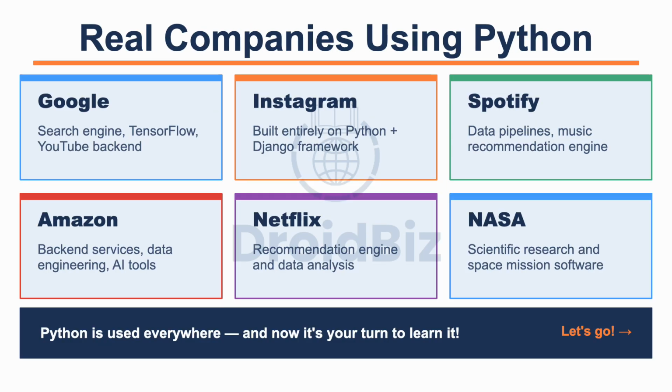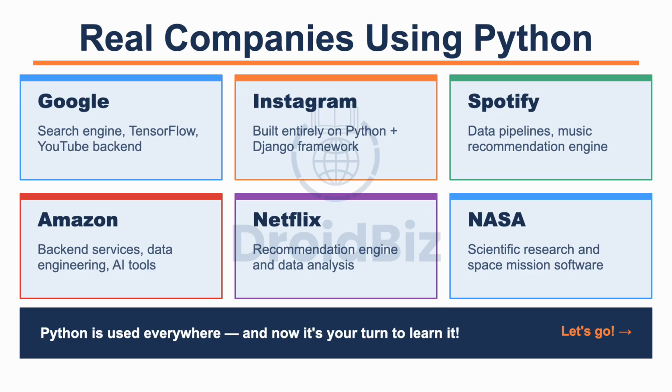Now, let us look at some of the biggest companies in the world that use Python. This will show you that Python is not just for learning, it is used in production at massive scale. Google uses Python for its search engine, for TensorFlow, which is their machine learning framework, and for the YouTube backend. Instagram is built almost entirely on Python, using a web framework called Django. It handles hundreds of millions of users every day.